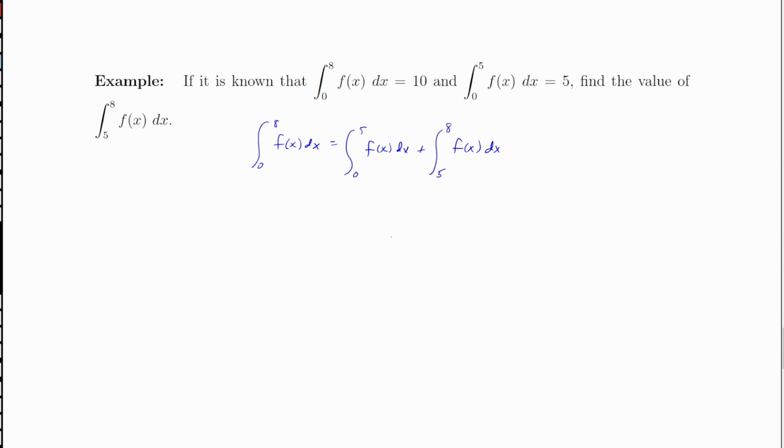Okay, so then what I'm going to do is I'm going to replace my pieces. This integral 0 to 8 is just equal to 10. This integral from 0 to 5 is equal to 5. So if I want to know the value of the integral from 5 to 8 of f of x dx, I could just subtract 5.